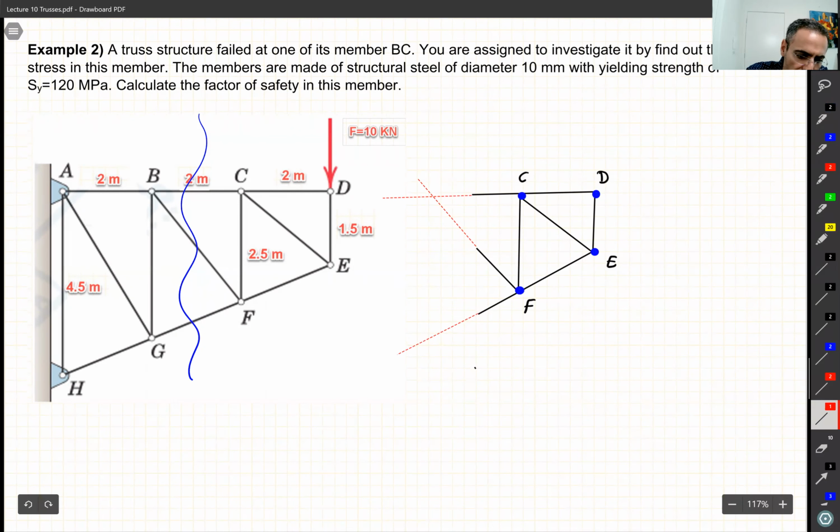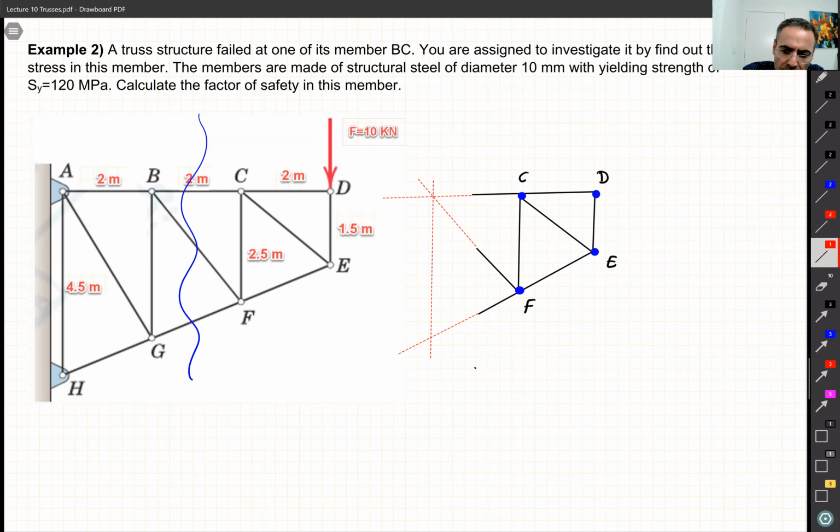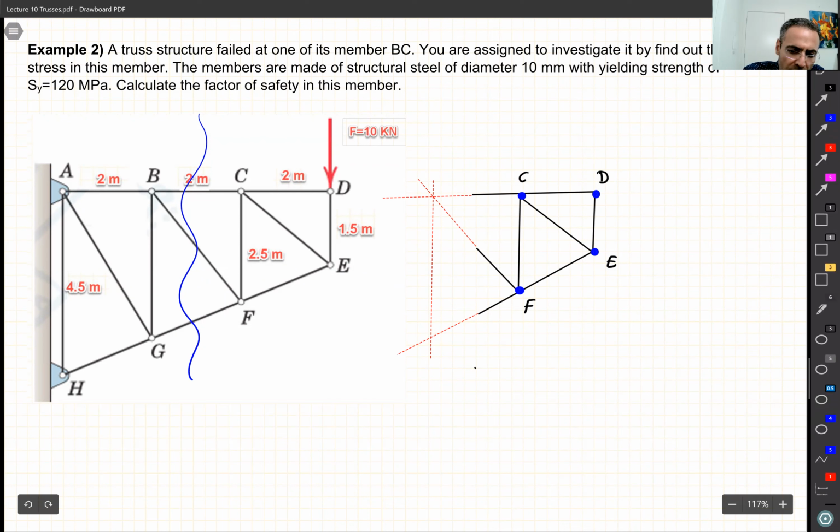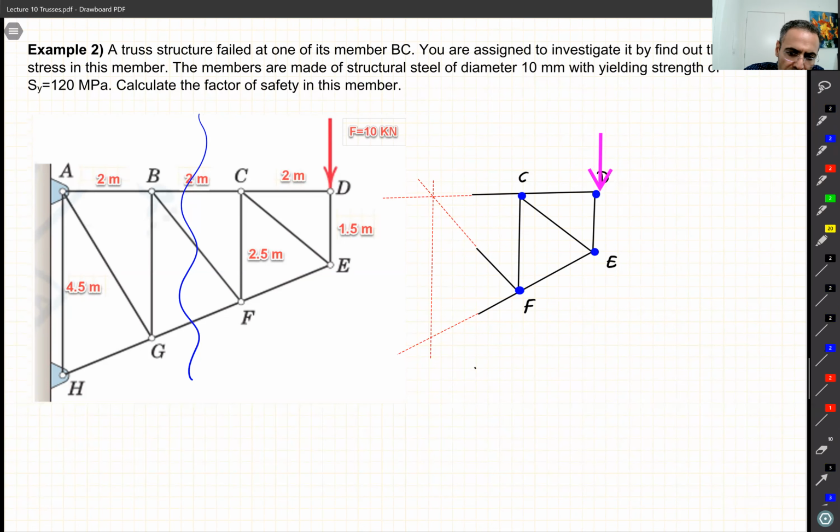So they are like this. And the rest, we don't care. So then the next step, we put the external load, whatever we see on this section. So I have only one force here, 10 kilonewton there. So I put it there. Have 10 kilonewton, no other external load, and that's it.